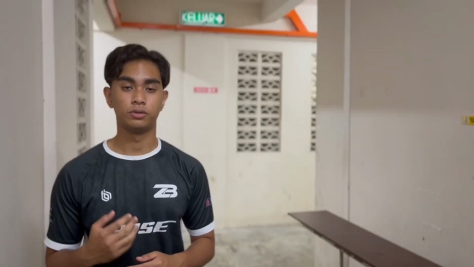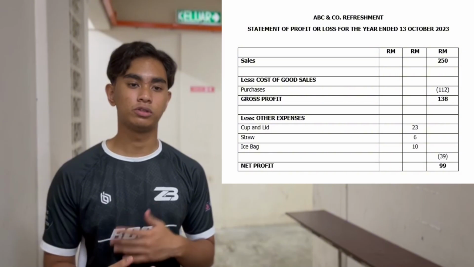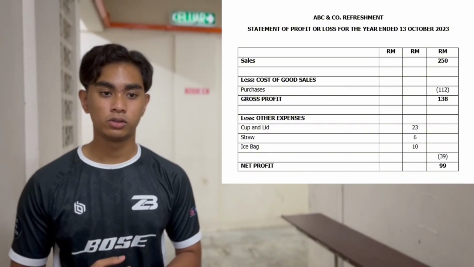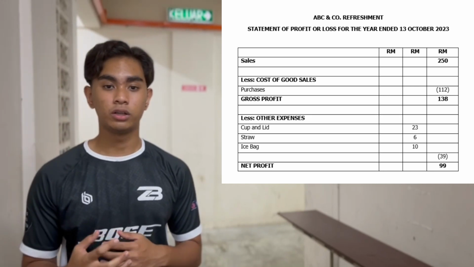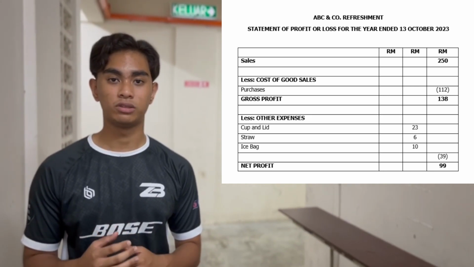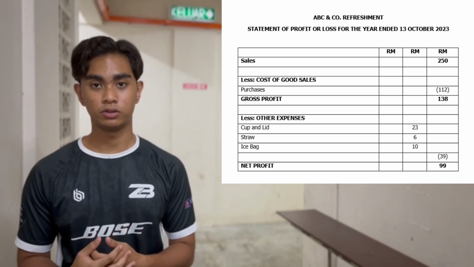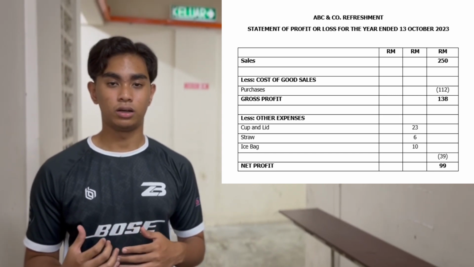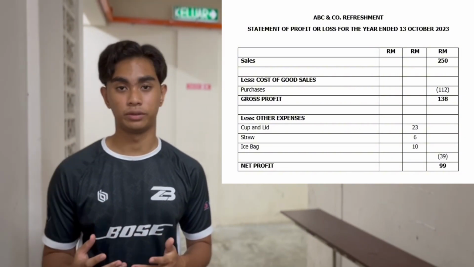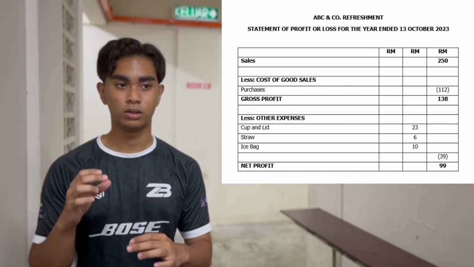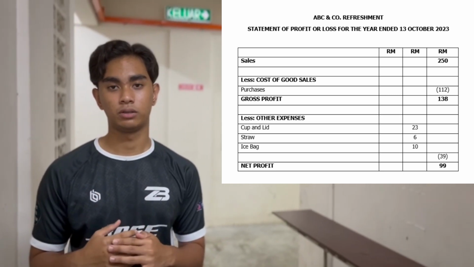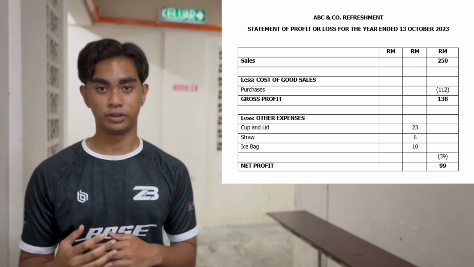Okay, so right now I'll explain to you guys about our statement of profit or loss for the year ended 13 October 2023. For our sales, we gain about 250 ringgit in total. Then we must deduct our cost of goods sold, which is our purchases. That costs us around 112 ringgit. After we deduct both of them, we get our gross profit of 138 ringgit.